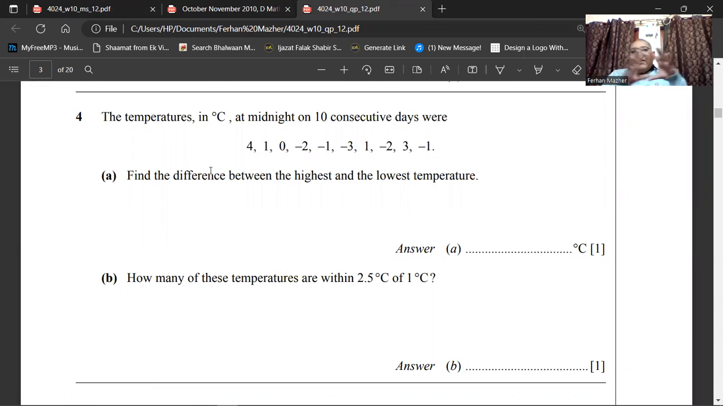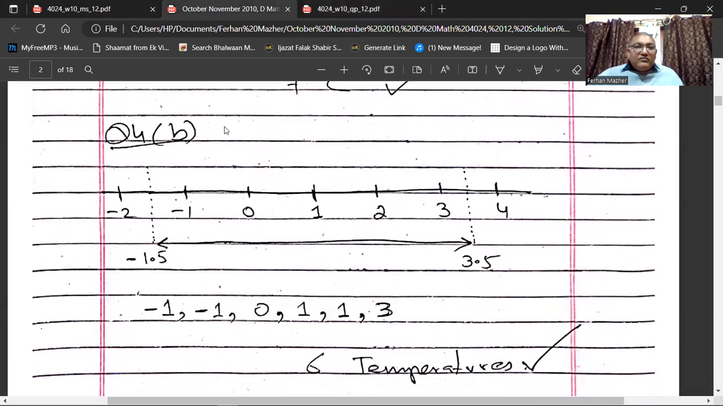degree? So I will draw a number line, and I will mark 1 degree. I will go 2.5 above 1, and I will go 2.5 below 1. I will make this on the number line, and then I will check how many of these temperatures come in that range. So let me show you my solution. So here on your screen, you can see that this is 1 and 2.5 above 1 will be 3.5, and 2.5 below 1, that will be minus 1.5. So I've shown it on the number line.